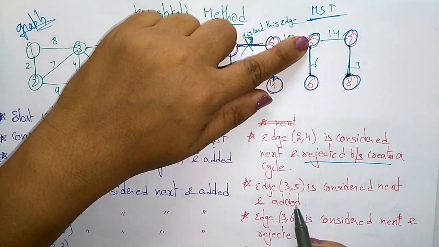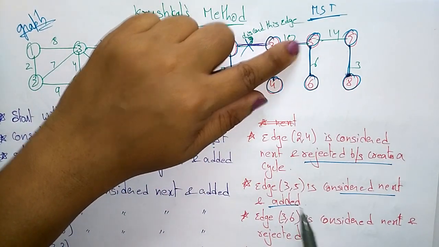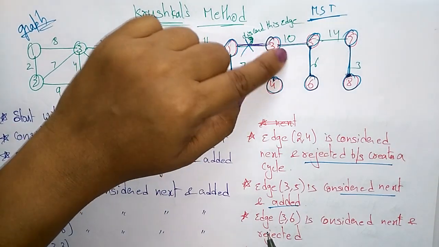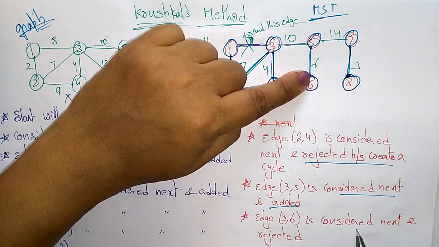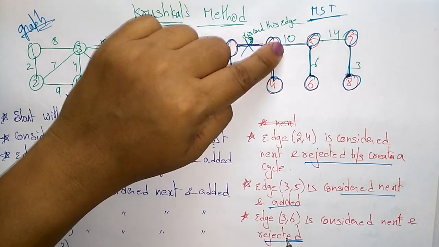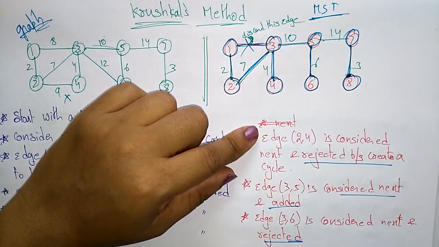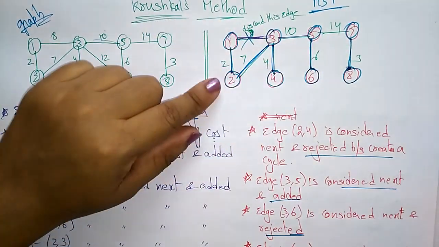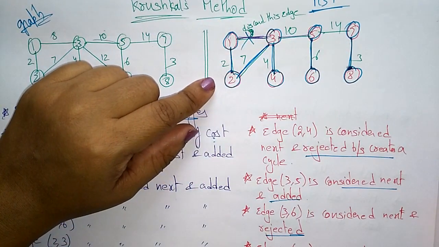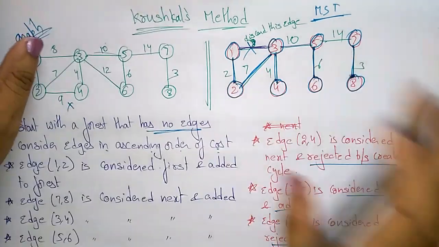Edge 3, 5 is considered next and added. Edge 3, 6 is considered but rejected because it forms a cycle. Next edge 5, 7 is considered and added. So this is how you connect the graph by using Kruskal's algorithm.